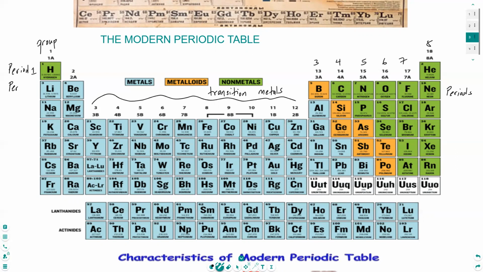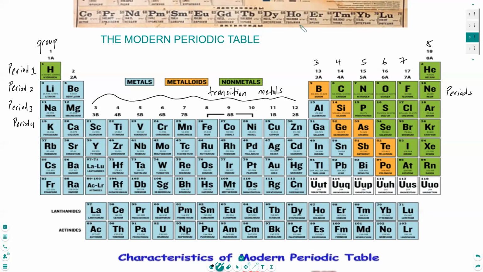Then next we come to period 2. All these elements going across in this row that belong to period 2 all have 2 shells in total. Then you have period 3. Every element in this period has 3 shells in total. And then it continues down to period 4, and so on.